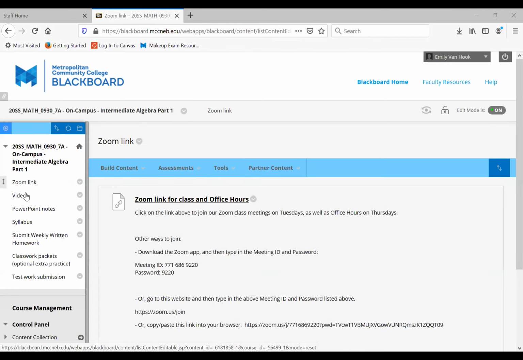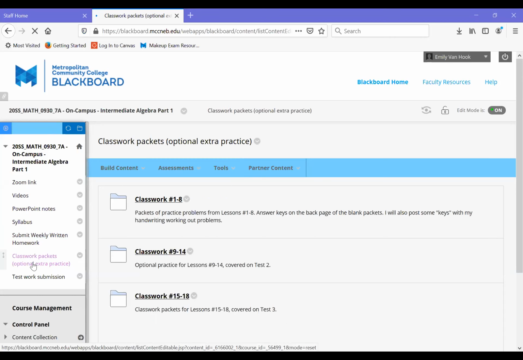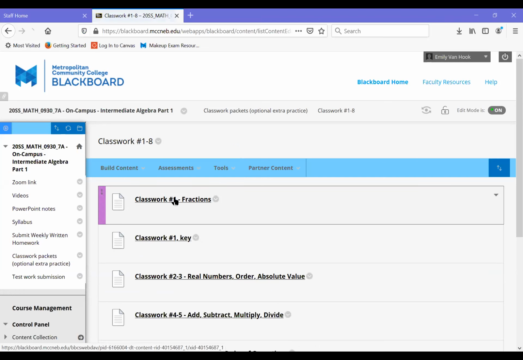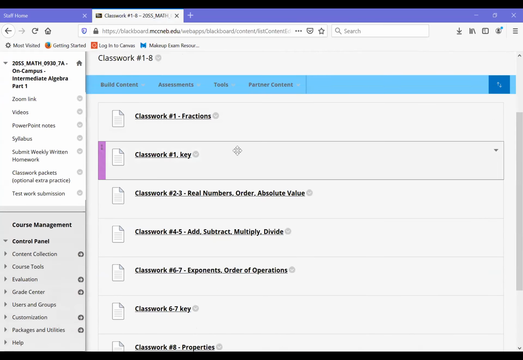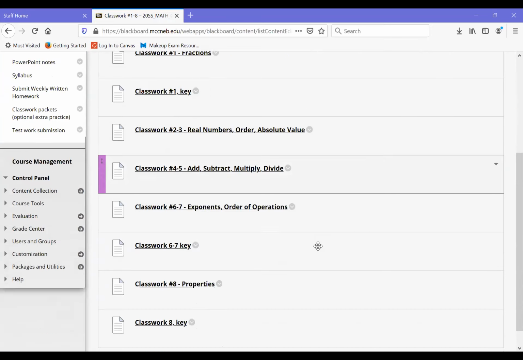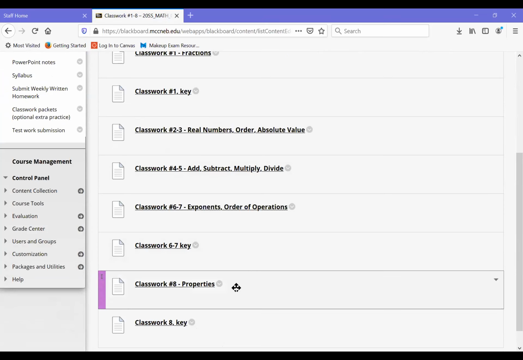Okay, so you already know about videos, PowerPoint notes, etc. But let's go to the classwork packets. So these are what I would normally hand out during class if we were physically together in a classroom. So you'd be getting a lot more paper from me in other circumstances. For each lesson, there's a whole packet of extra questions. You can see I've titled it classwork. We would normally use these to work on during class as extra practice.